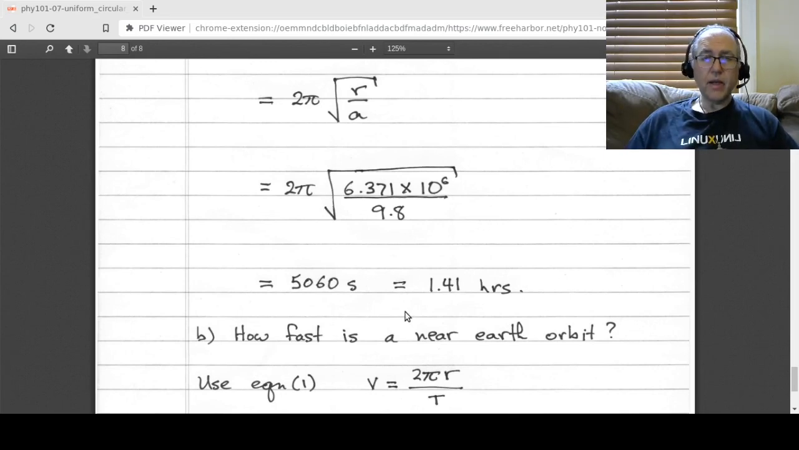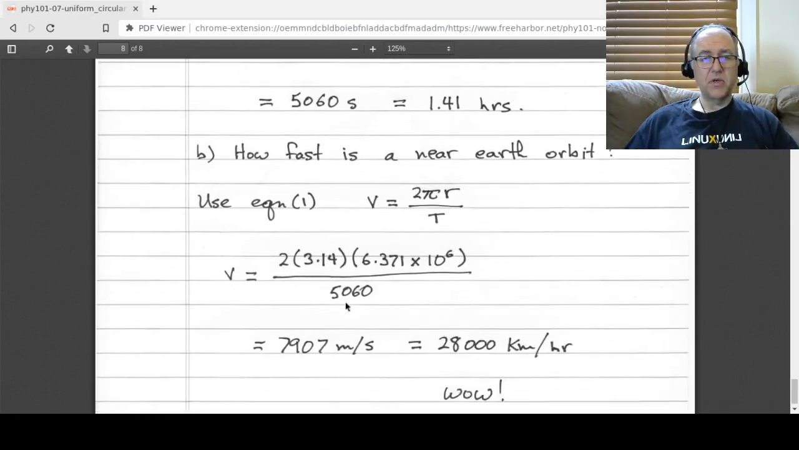There you go. Now I didn't ask this above, but we can also ask part B: how fast is a near Earth orbit? Obviously, this is going to be a pretty fast orbit because you're going all the way around the whole circumference of the Earth. You're traveling the entire perimeter in just a little under an hour and a half. So how fast are you going?